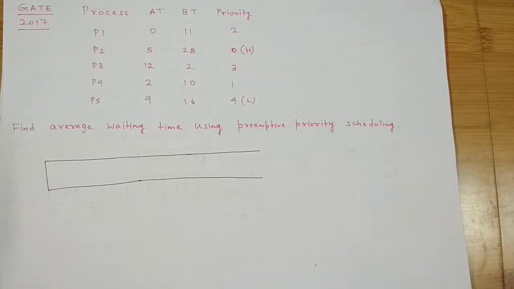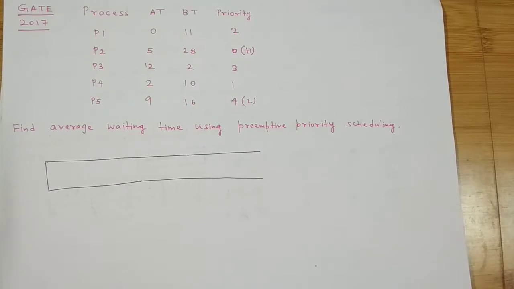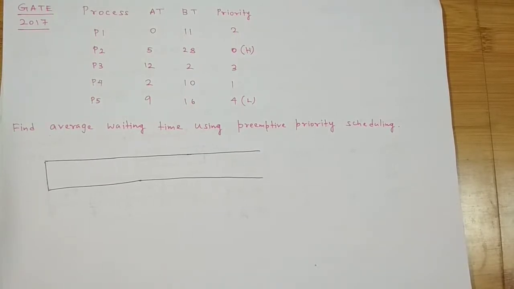So this question has been asked in GATE 2017. We are told to find the average waiting time using preemptive priority scheduling. Now, in preemptive priority scheduling, a process with higher priority will always get scheduled first. Now, let's see how it works.